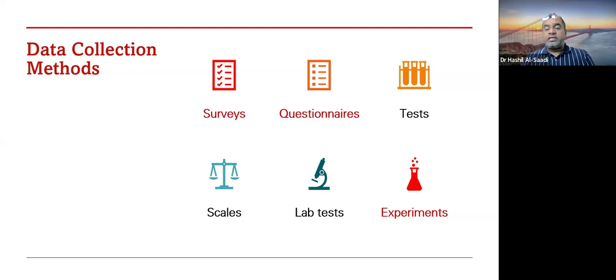Or it can be, of course, in natural sciences. That's what people do in the labs. Okay, scientists do in the labs, in chemistry, in physics, and so on. So data can be collected using different methods. Let me also add to this list, observation can be also used.